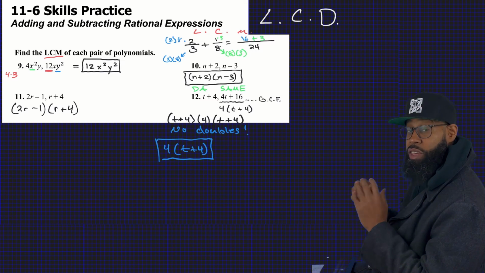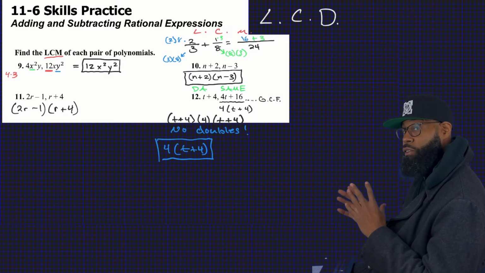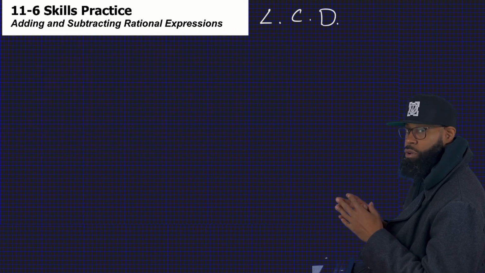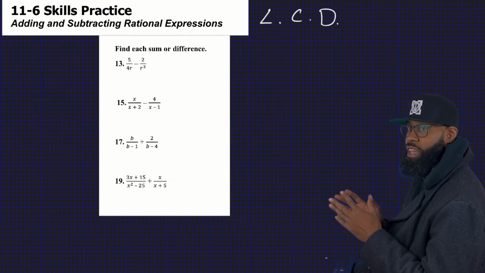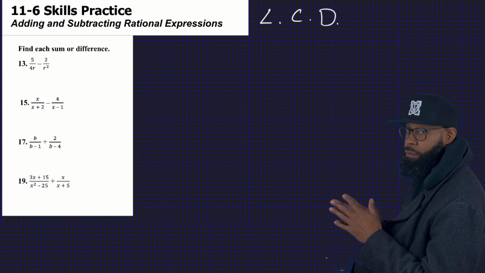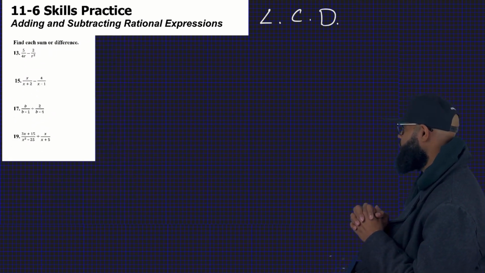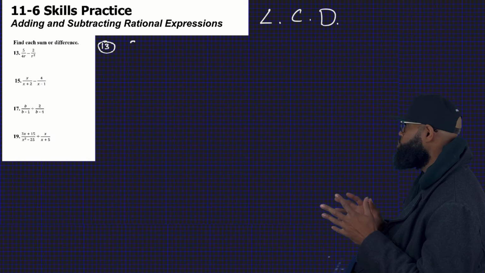So this section here, guys, was literally for us to see it without it being a fraction, because we're going to have to determine what is the LCD or LCM, least common multiple. So here, as I'm looking at 13, getting a nice squared in there, 5 divided by 4r, r minus 2 divided by r squared.